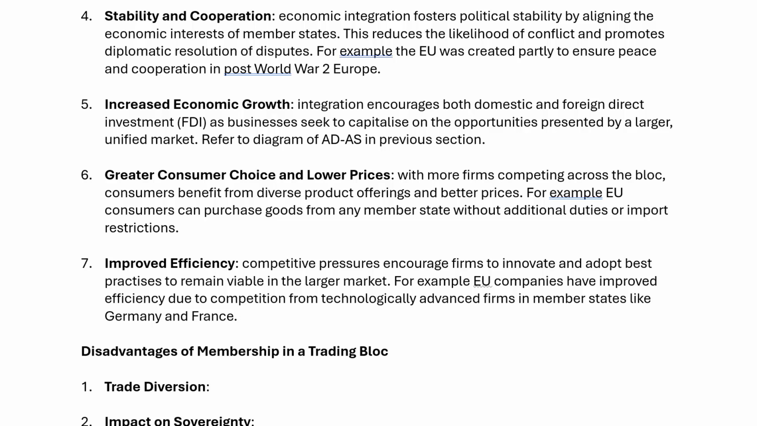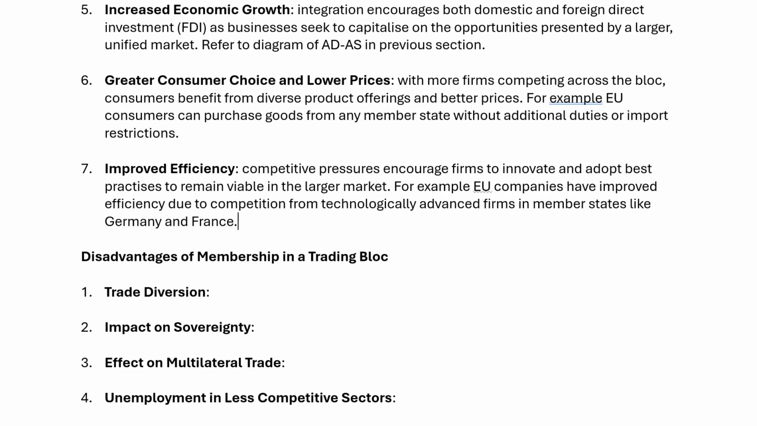Good. So I think that about does it for the list of advantages. Next, we're going to talk about some of the disadvantages of being a member in a trading bloc, and these include trade diversion, impact on sovereignty, effect on multilateral trade, as well as unemployment in less competitive sectors.